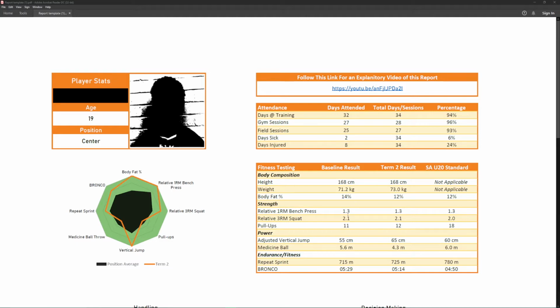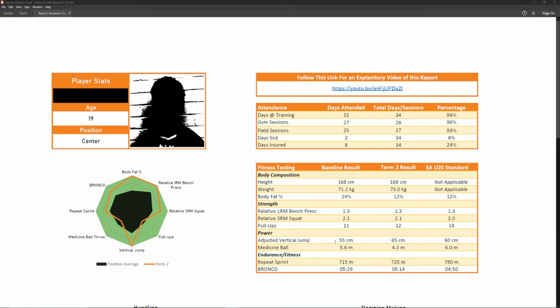So in this example, even though his 1 rep max has stayed the same, along with his 3 rep max squat, that doesn't mean the amount he pushed remained the same. In this example, the player has picked up 2 kilograms and he's lost fat. So in other words, he's picked up lean body mass and his relative bench press remained the same. He would have increased the amount he bench presses because his weight increased, but his relative score is still the same.